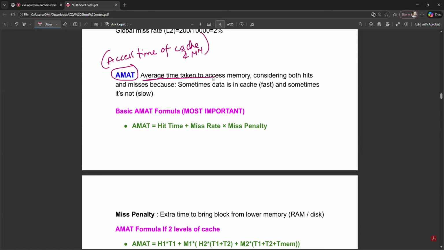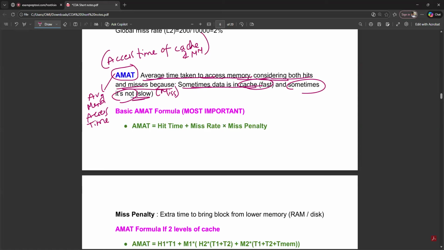AMAT, which means average memory access time. Its full form is average memory access time; I write it here because someone might miss this. So it is the average time taken to access the memory, considering both hits and misses, because sometimes data is in the cache, so it is fast, and sometimes it is not, which means a miss, so it is slow. So what is the average time to access the memory? It is called average memory access time.